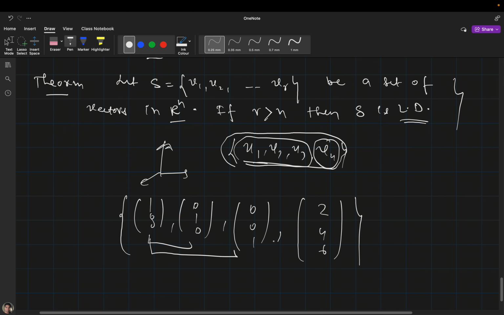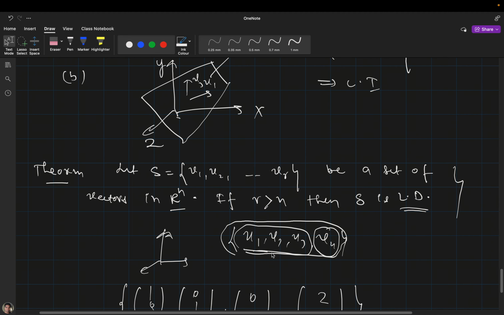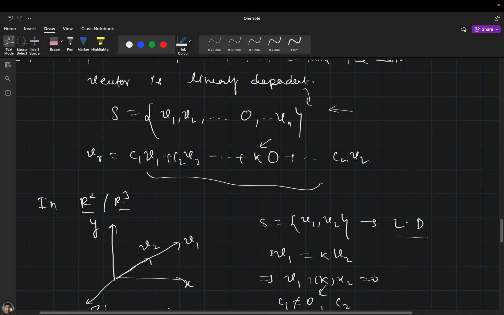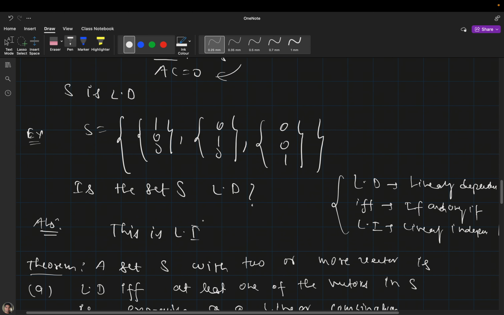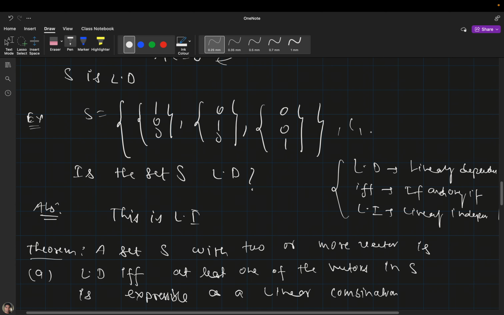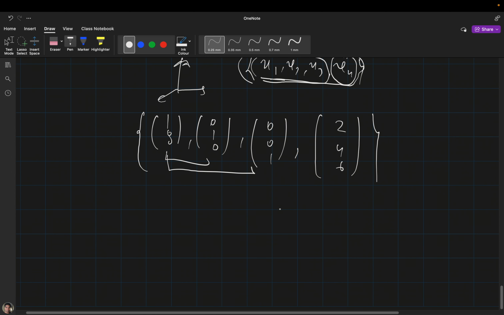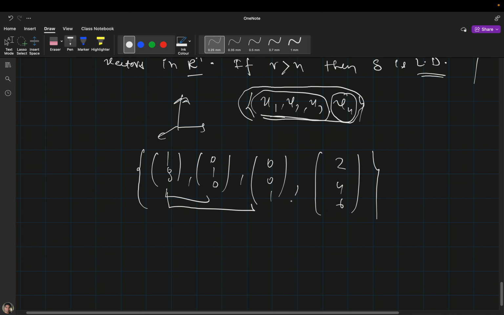I have already explained why. You can check that; I have already discussed it. You will always get C1 equal to C2 equal to 0. So now you can see that the number of vectors is exactly equal to the number of dimensions.